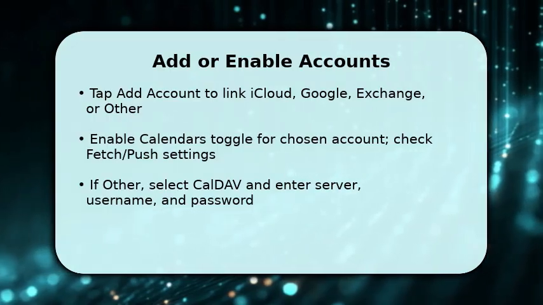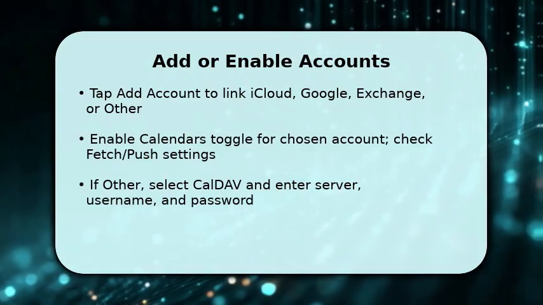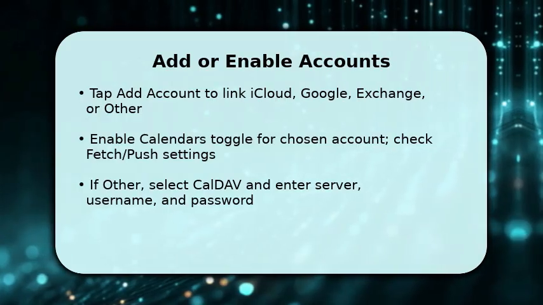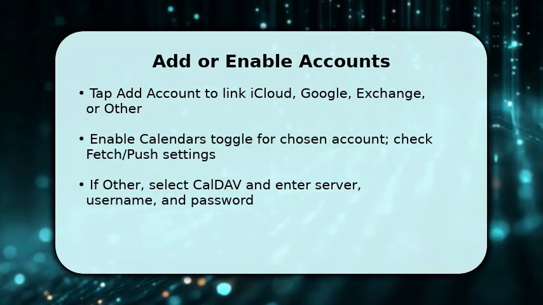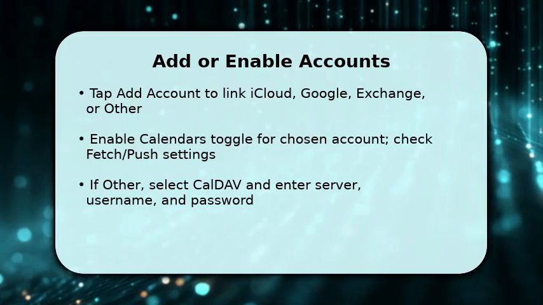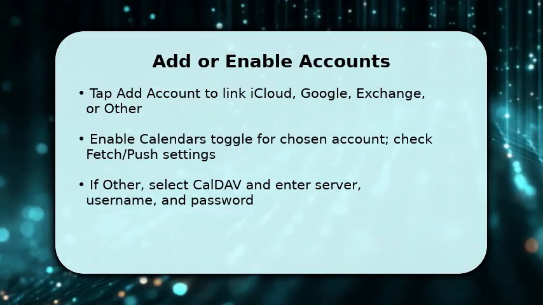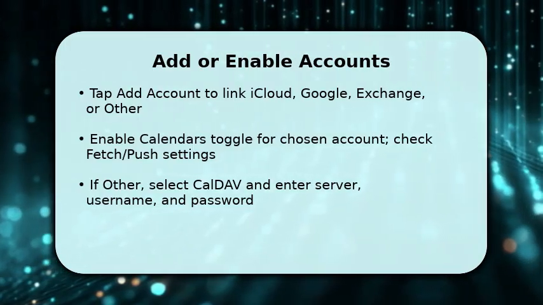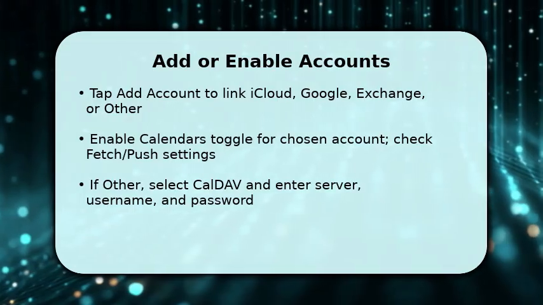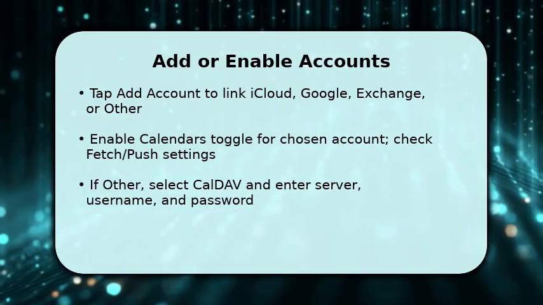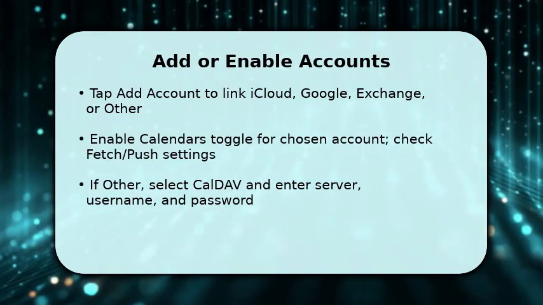Tap Add Account and choose iCloud, Google, Exchange, or Other. For Google, use Sign In. For Exchange, enter email and server info. Make sure the calendar's toggle is on for that account, and check Fetch/Push settings under Fetch New Data so events sync promptly. If you selected Other, pick CalDAV and enter the server URL, username, and password.